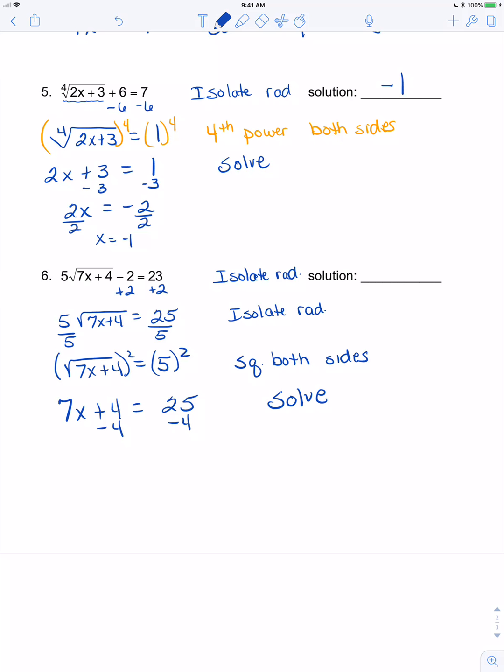Now we're ready to just solve for x. So subtract 4 from both sides. So 7x is equal to 21. We'll divide both sides by 7. So x is 3. So hopefully you're seeing the steps there. It's not too hard as long as you take one step at a time and just really work on isolating.